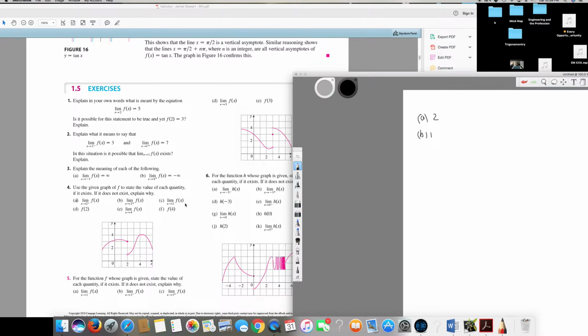and c is asking the limit of f of x as x approaches 2. When the graph approaches x value 2, we have two different values. From the left-hand side the value is 3, and from the right-hand side the value is 1. Therefore, the limit does not exist, because it can't be two different values.